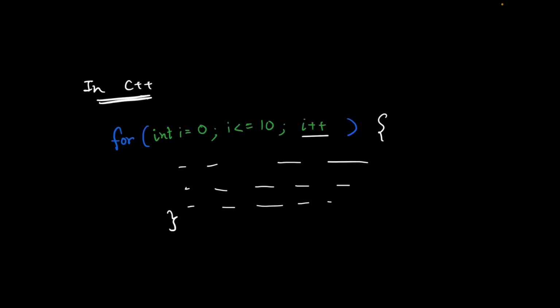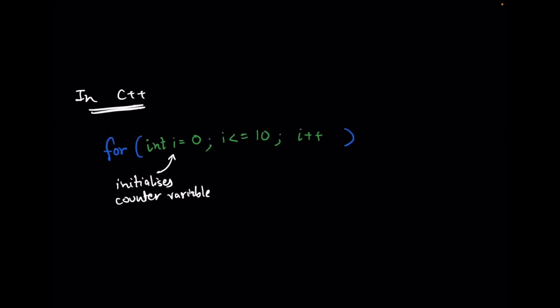So what are these 3 statements inside these parentheses of the for loop, right? Let's discuss those carefully. So the first statement here is a statement that declares and initializes a counter variable. So the counter variable here used is I. So this statement declares it and initializes it to some starting value. Here the starting value is 0.